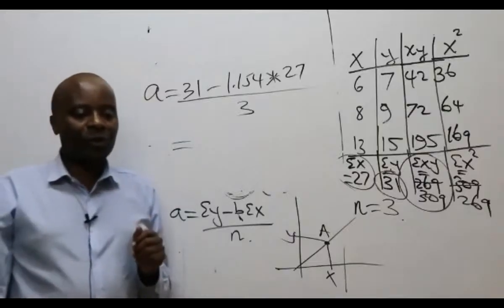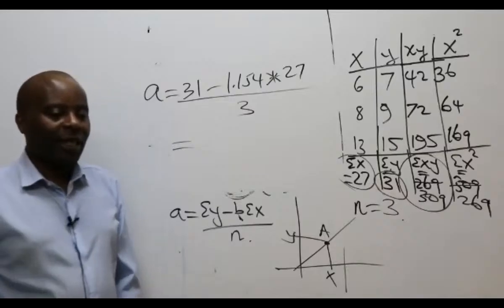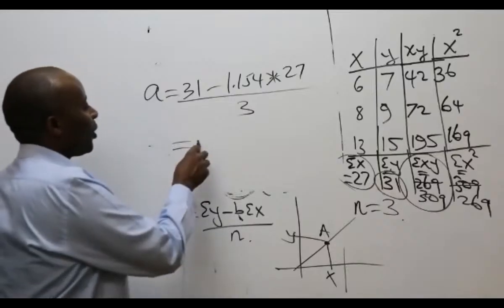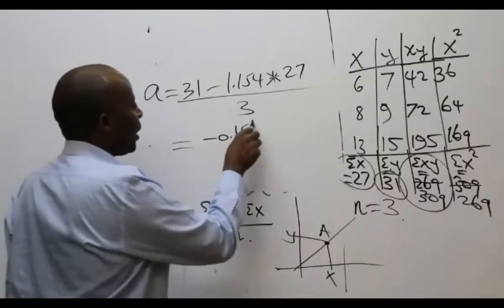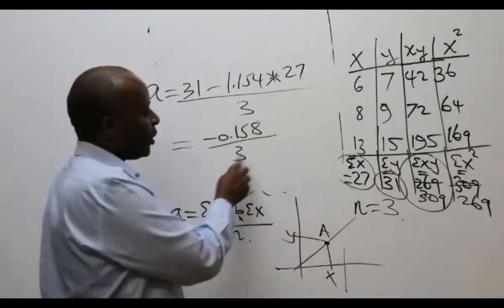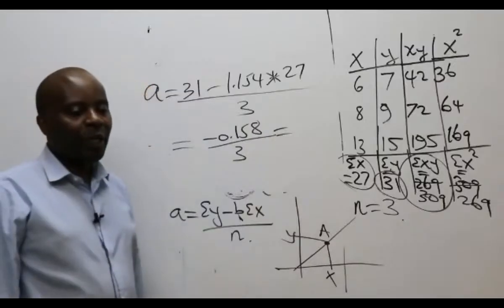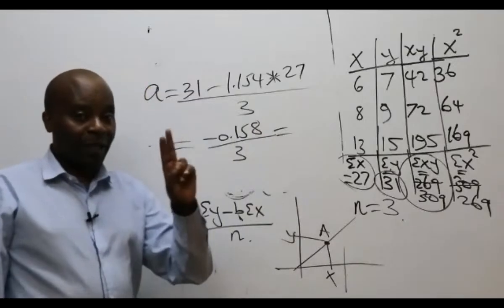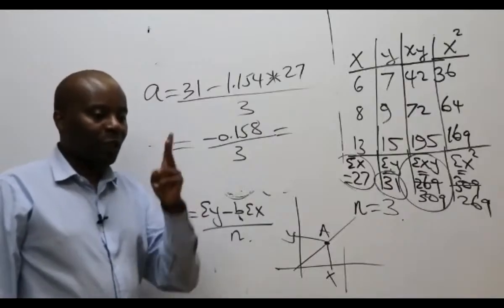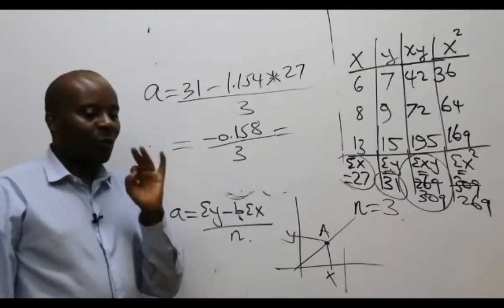Lina has given me negative 0.158. So someone tells me that the numerator is negative 0.158. So divide this by what here? By 3. Divide this by 3, and I expect you, great students of mine, to give me a final answer in terms of 3 decimal places.